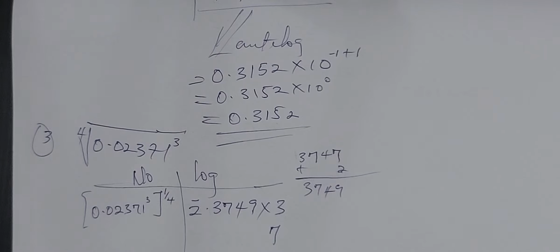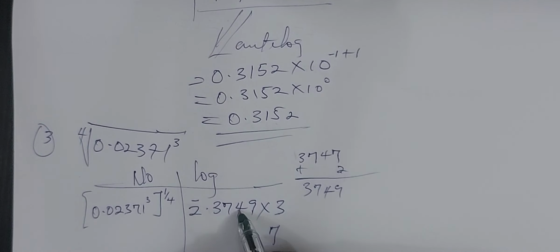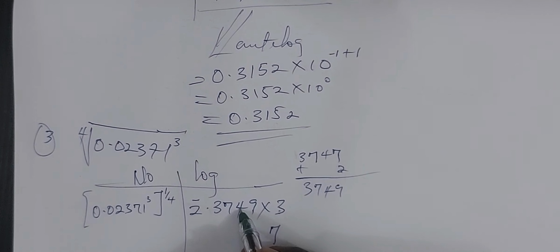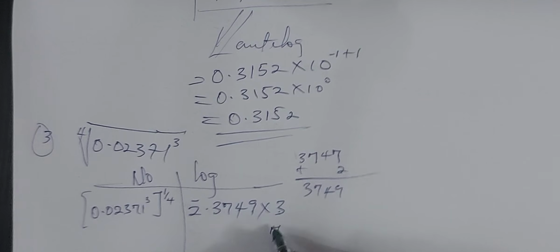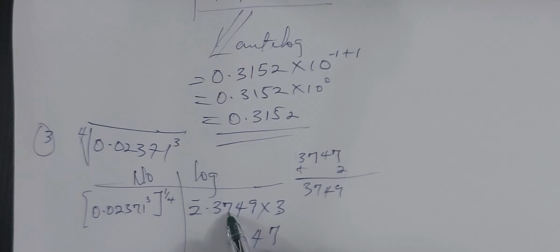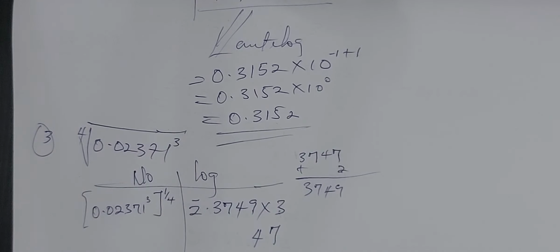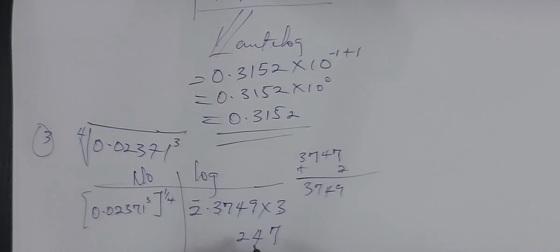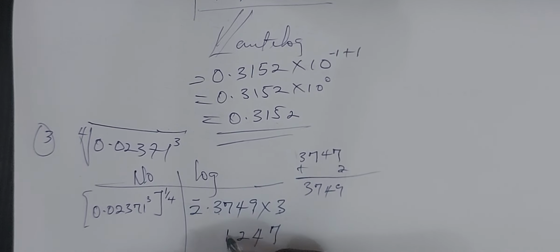Carry 2, write down 7. 3 times 4 is 12 plus 2 you carry, that is 14. 3 times 3, 21, plus 1 we carry, that is 22. 3 times 3 is 9, 9 plus 2, that is 11. Carry 1.